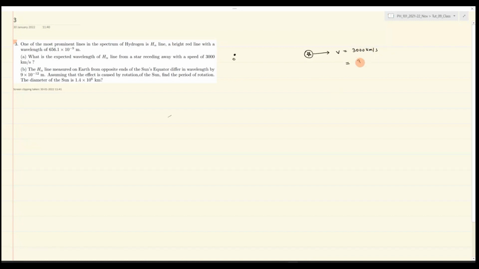Once we get a velocity, we will try to convert it in terms of c. So 3000 kilometer per second means 3 into 10 to the power 3 into 10 to the power 3 meter per second, 3 into 10 to the power 6. We want to convert it to c, so let us divide it by 3 into 10 to the power 8 and multiply with c. So it will be c by 100. So the star is moving away from us with speed c by 100.